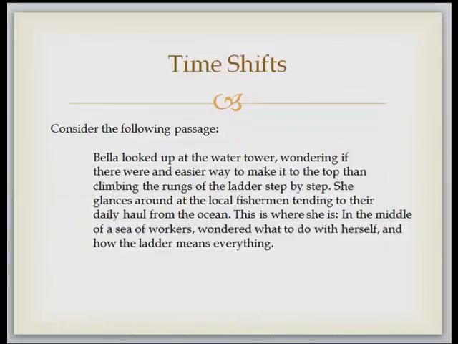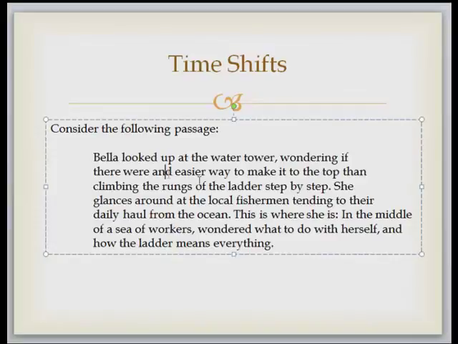All right, so consider the following passage. Once again, this is a passage that we made up to explain this, so this isn't a real source. But let's consider this passage. Bella looked up at the water tower, wondering if there were an easier way. It should say an easier way. Sorry about that. In fact, I'm going to fix that as we're talking about it, because that's going to drive me a little bit crazy.